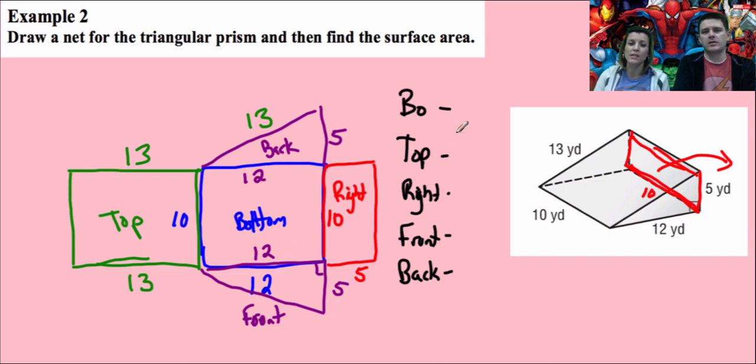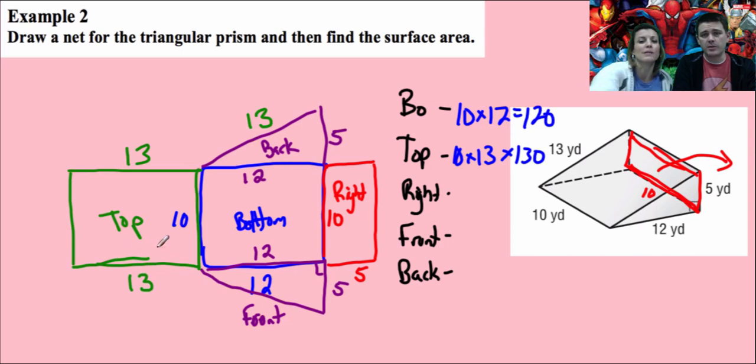All right, our bottom is a 10 by 12. So we write our multiplication sentence. 10 times 12 is equal to 120 yards squared. And then our top, 10 by 13. We've got a 10 by 13, which gives us 130. But this is why we make you write the measurements on each of the faces, so you don't have to go looking for those measurements later. Our right-hand side is going to be a 10 by 5 to give us 50 yards squared.